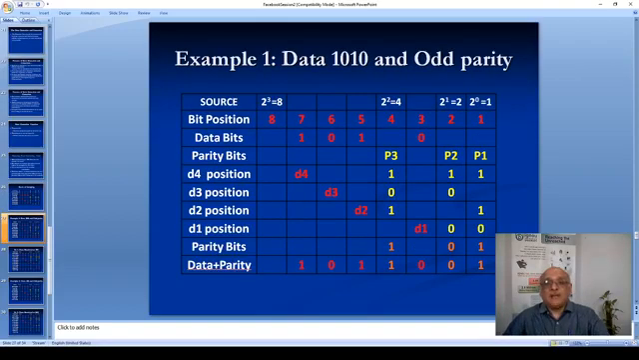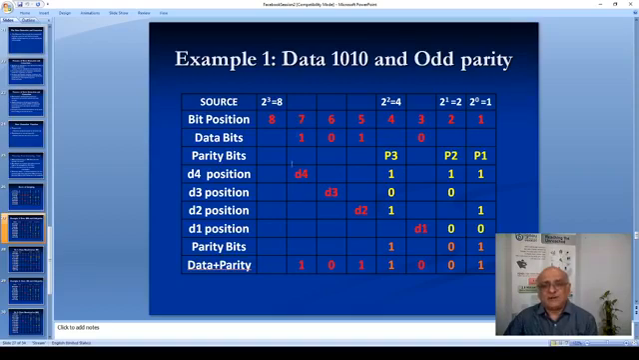Suppose my data is 1, 0, 1, 0. First, my bit positions, once again as we did in the last slide: the data bits happen to be 0, 1, 0, 1, starting from the lowest bit, at bit position 3, bit position 5, bit position 6 and bit position 7. Now let's use these bit positions to generate the parity bits.